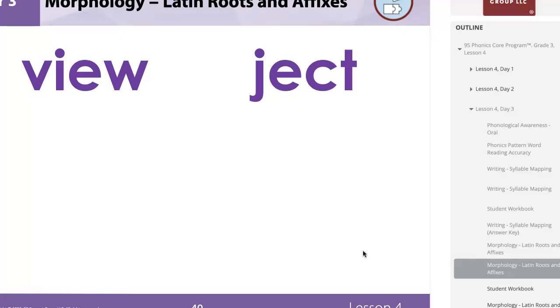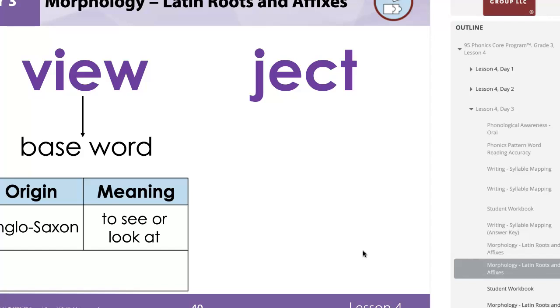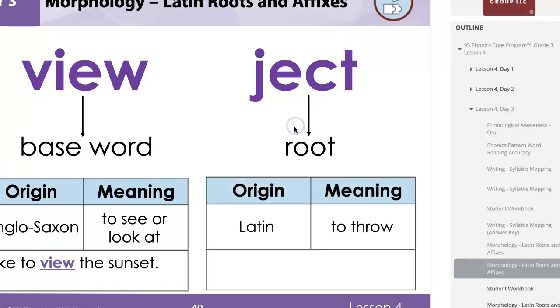Okay? Now, everyone say view. Everyone say ject. Let's take a look. View is a base word, and it means to see or look at. I like to view the sunset. That's how it's used in a sentence. Now let's look at this word ject. Ject is a root word, meaning that it can't stand by itself, but it does mean something. This is a Latin root word, and ject means to throw. But we have to add something to it since it can't stand alone. So let's look at our sentence.